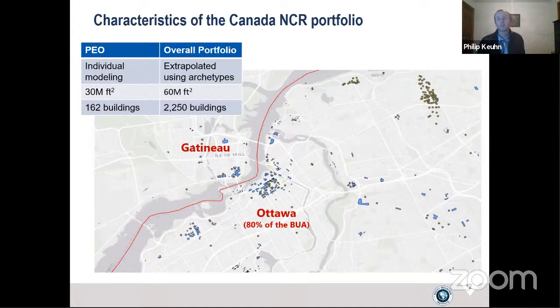So the focus was really on the buildings owned or leased by the government, not the entire city, but that still accounted for about 60 million square feet of properties. We did not directly model all 60 million square feet. We did model 30 million square feet, and that included 162 of the buildings, which were definitely the larger ones driving a lot of the emissions.